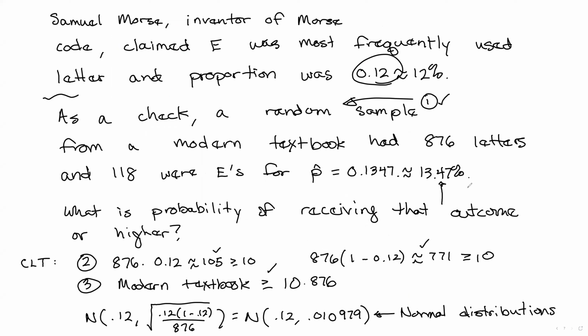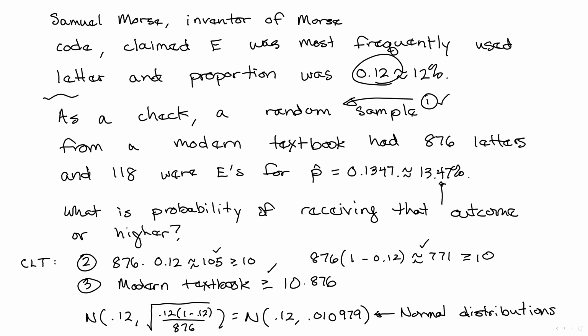What's the probability that our proportion is going to be 0.1347 or higher? So our percentage of E's is going to be 13.47% or higher. We want to know the probability of that happening if we went through and just grabbed a random sample of 876 letters from our modern textbook, right? So there's a lot of 876 letter groupings in the textbook. We're just going to grab one at random. What's the probability? Well, that's the cool thing about normal distributions. You can find that out by just plugging the information in.